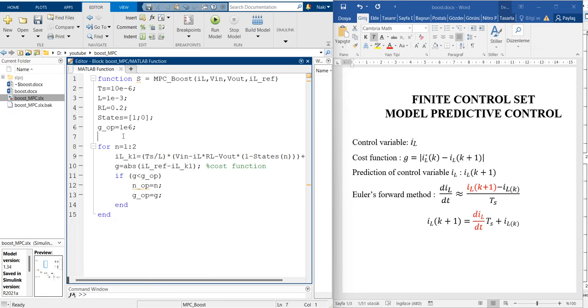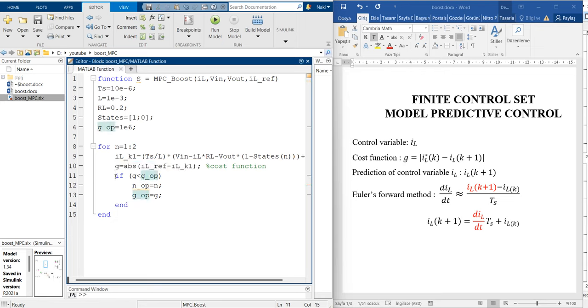So why am I defining such a big value? For example, when the for loop evaluates the switching state, s here will be 1, and we will get a cost value. It will be less than 1e6. Okay, the control algorithm will determine the first optimum value depending on switch 1. Then the second option is 0. Then it will give a different value as a result of the cost function.